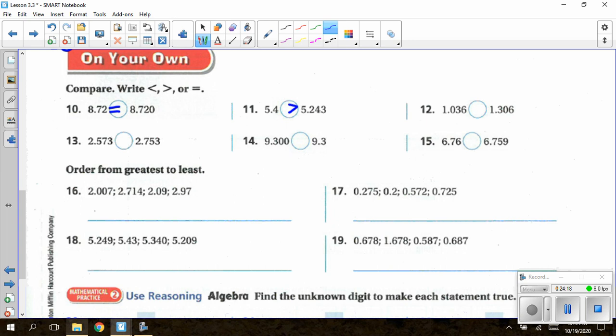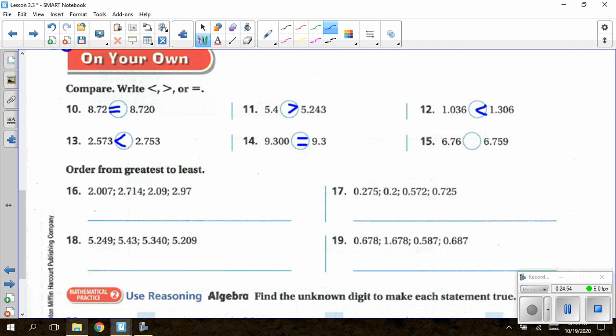Number 11, after lining up the decimals and finding that the tenths digit is where they are first different, we would see 4 is greater than 2. Number 12, if I lined up my decimals, I would see that the tenths digit is where they're first different, and the 0 is less than 3. For question number 13, I also noticed that the tenths digit is where they are first different. 5 is less than 7. For number 14, to make them both go out to the exact same place value, they would both have zeros in the hundredths and the thousandths, so they are equal to each other.